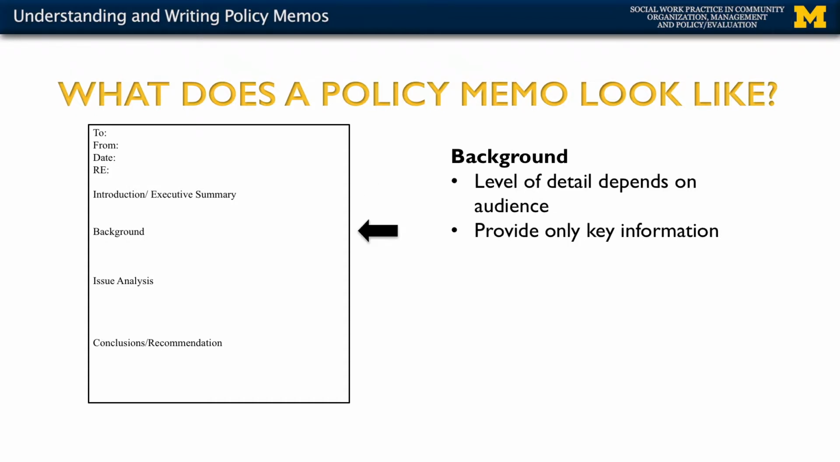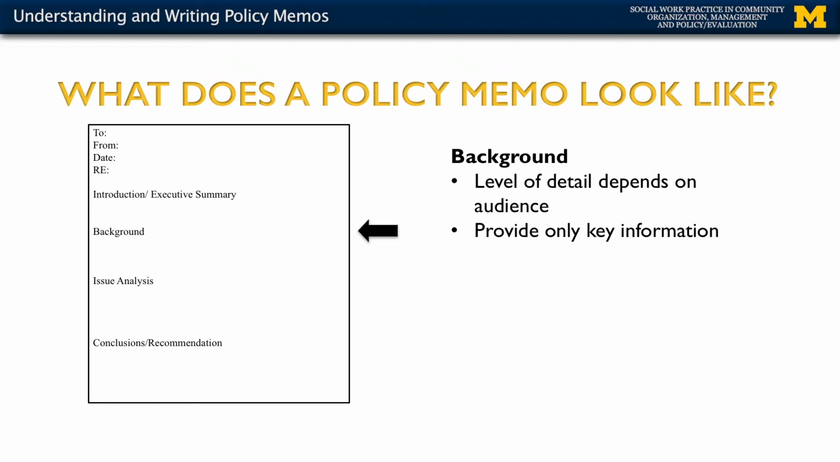So then there's the background section. I like to think of a reader of a policy memo as someone who's generally informed about an issue, who's an interested reader, but they don't necessarily know about the specifics. However, they're not someone who's starting from scratch. So when you're deciding how much background information to provide in a policy memo, you might want to ask yourselves a couple of questions.